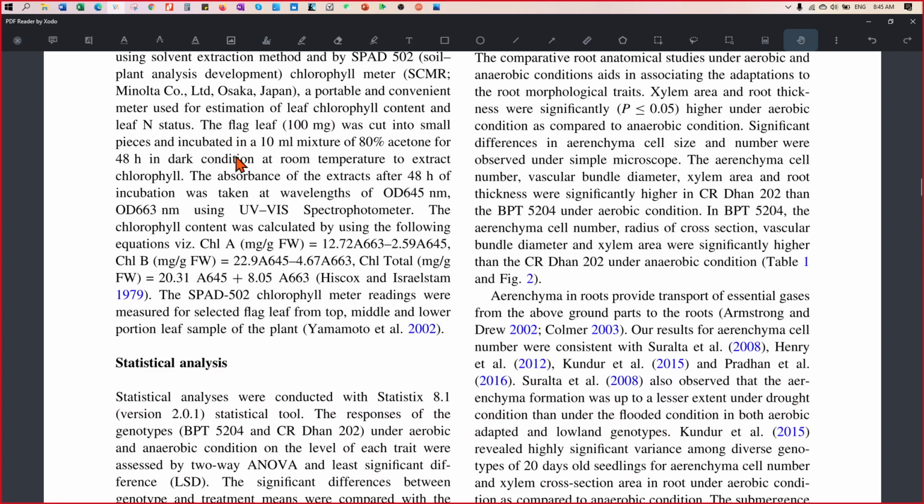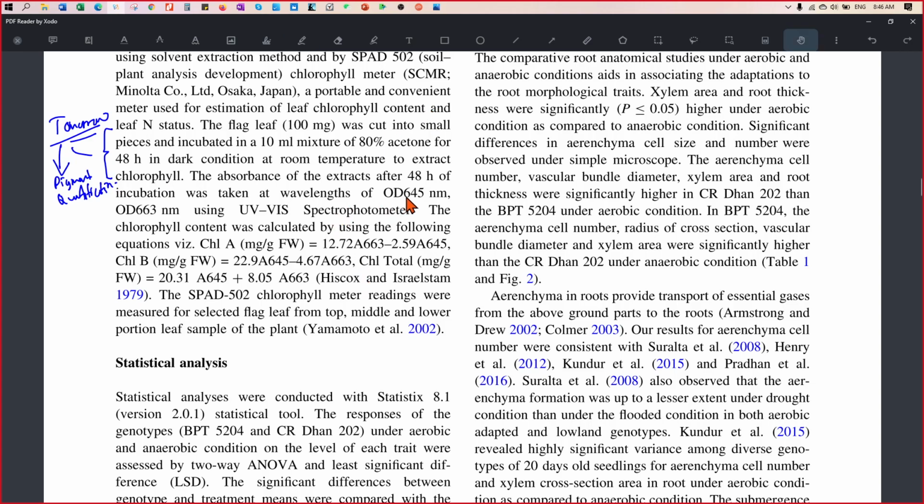And then secondly, for the pigment quantification as well, they took 100 milligram of the flag leaf, cut it into small pieces and incubated it in the solvent mixture of 80% acetone for 48 hours. Yeah, so this, I think, you might want to pay attention to, because we can do this tomorrow. Yay! Yeah, so just a sneak peek for your lab. So we are going to do the pigment quantification. Yeah, so we're going to do this. We'll talk more about this later.